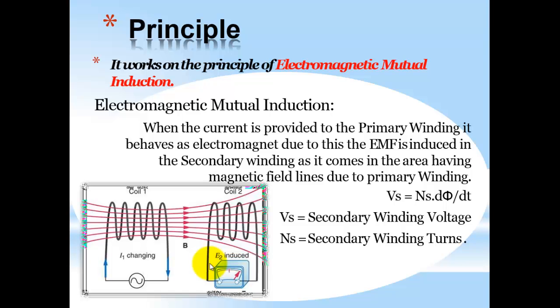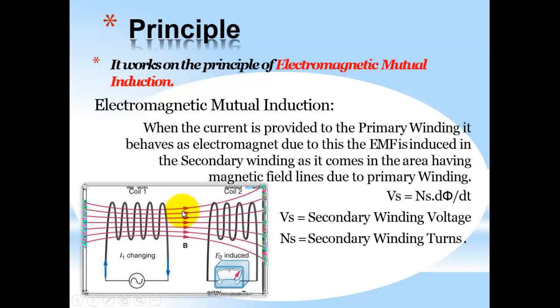The transformer works on the principle of electromagnetic mutual induction. So what is mutual induction? There are two sets of windings in the transformer, one called the primary winding and the other called the secondary winding. When we energize the primary winding, or supply voltage to the primary winding, a magnetic flux is created, and that flux links with the secondary winding with the help of the core.